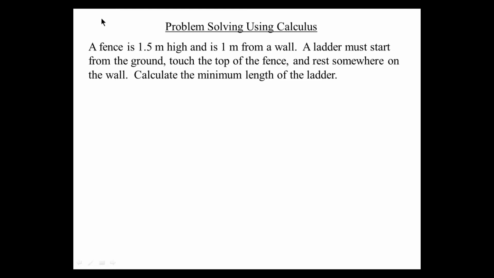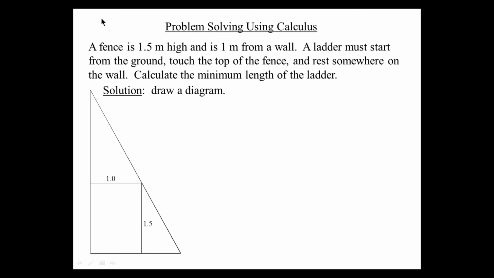A fence is 1.5 meters high and is a meter away from a wall. A ladder must start from the ground and rest on the top of the fence and rest somewhere on the wall as well. Calculate the minimum length of this ladder. So we draw a diagram. There's a diagram. We can see that this is the fence, this is the wall, and it's a meter away, and it's 1.5 meters high, and we want to find the shortest possible ladder that can rest against this fence and touch this wall like that. The minimum length of the ladder.